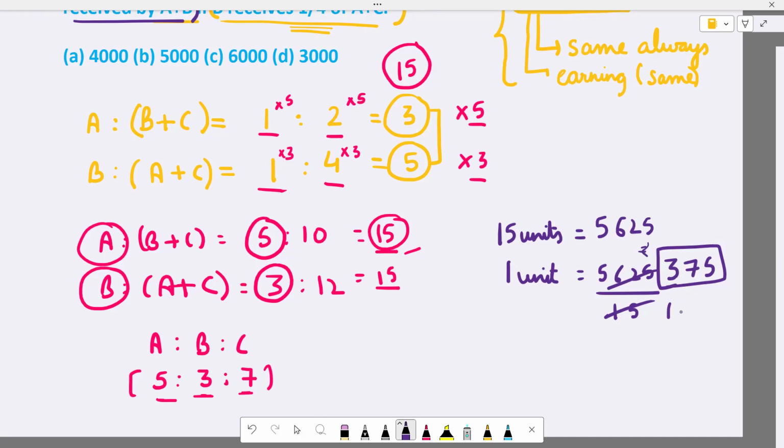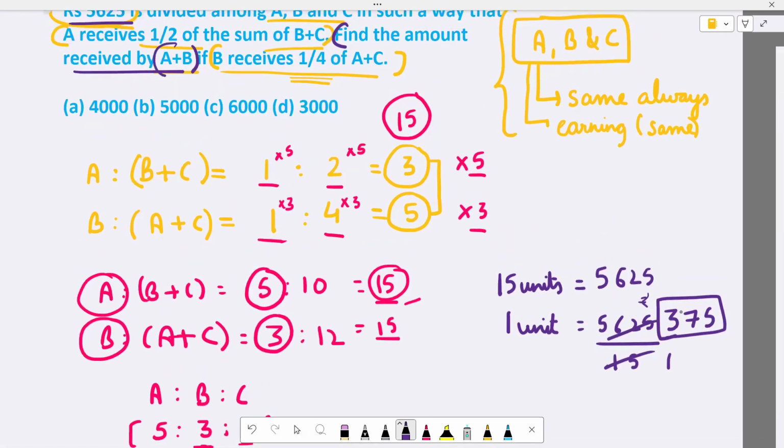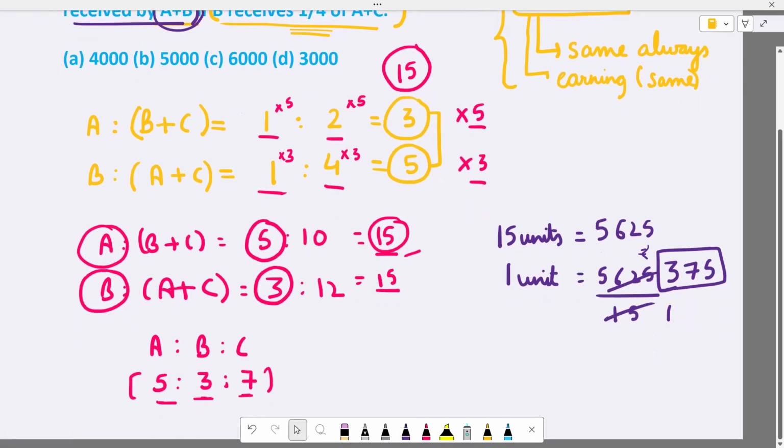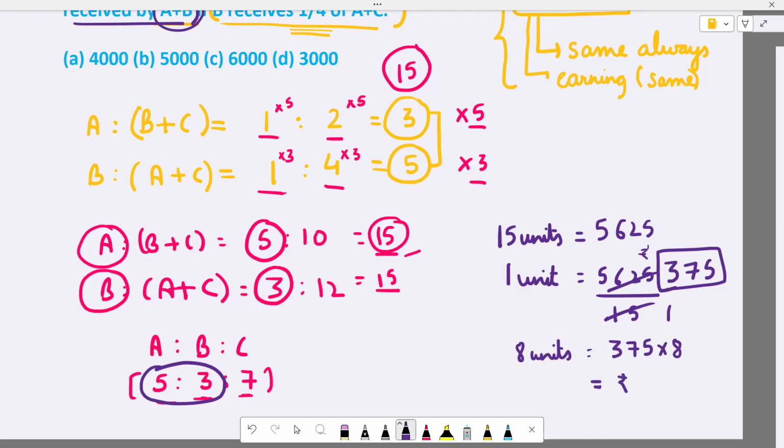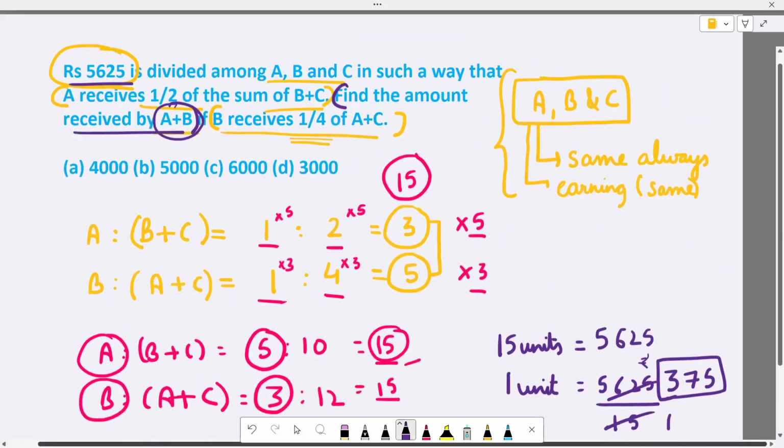And then we need to multiply, because what they're asking is the amount received by A plus B. So for A plus B, we have here 5 plus 3, which will be equal to 8. So 8 units will be equal to 375 multiplied by 8, which will in turn give us rupees 3,000. So this will be the answer for this particular question.